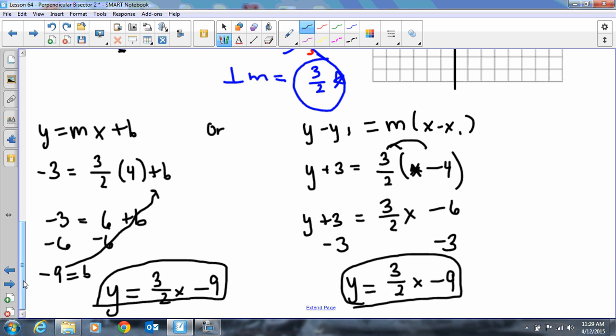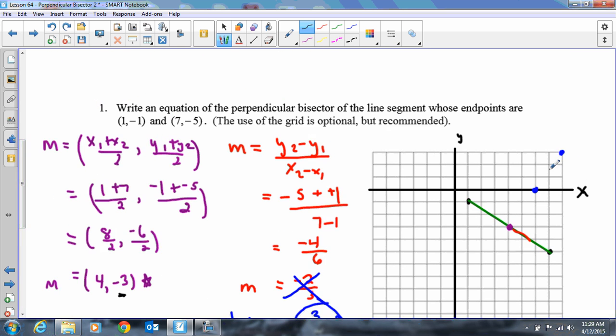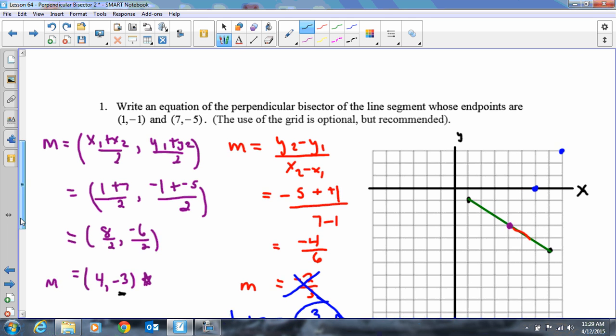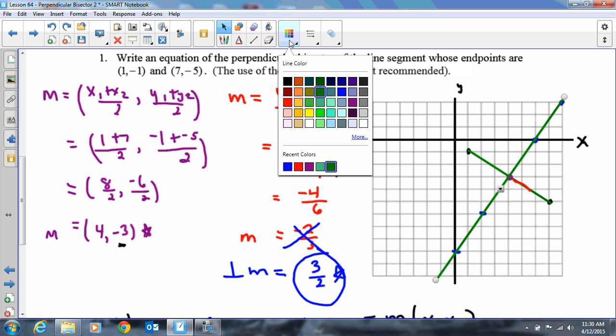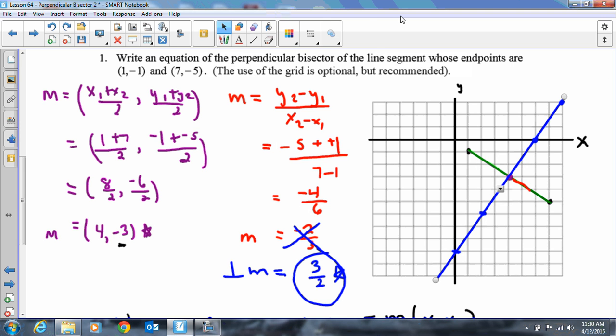One last thing, you also could have found it using the graph. So if I had kept on doing the slope and kept counting, let's say I count backwards, the slope is back 2, down 3, back 2, down 3. If I do that, use my ruler, let me take that and make it blue, the perpendicular bisector here.